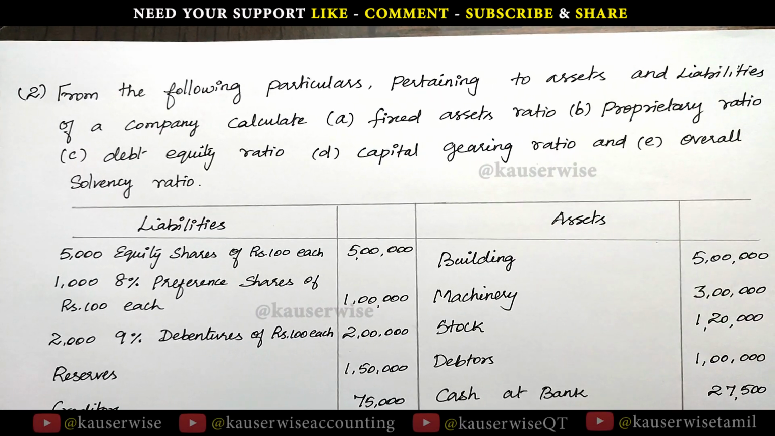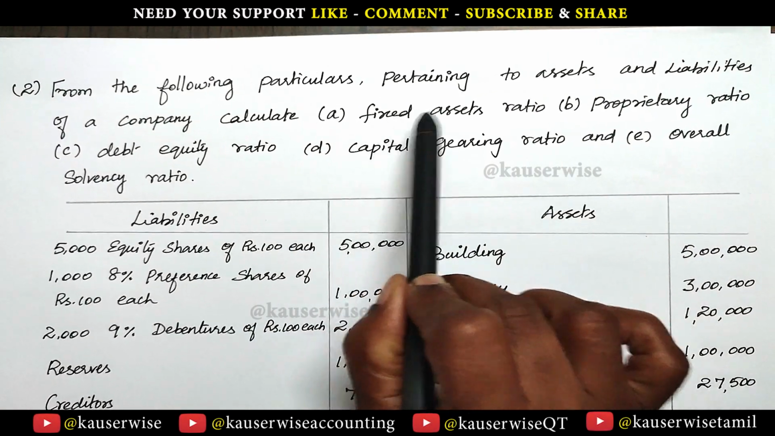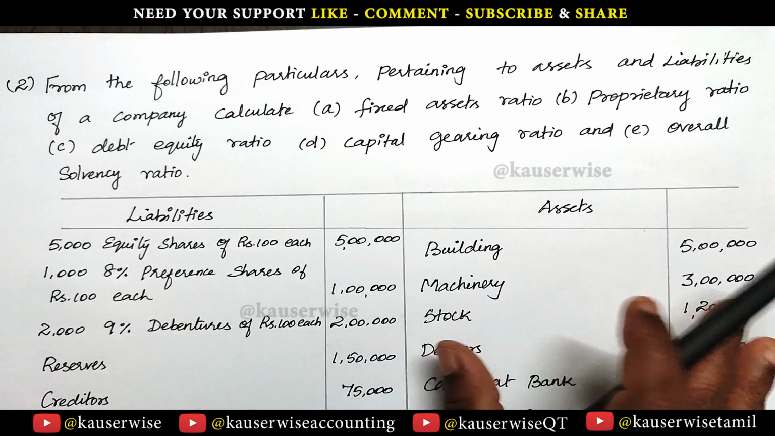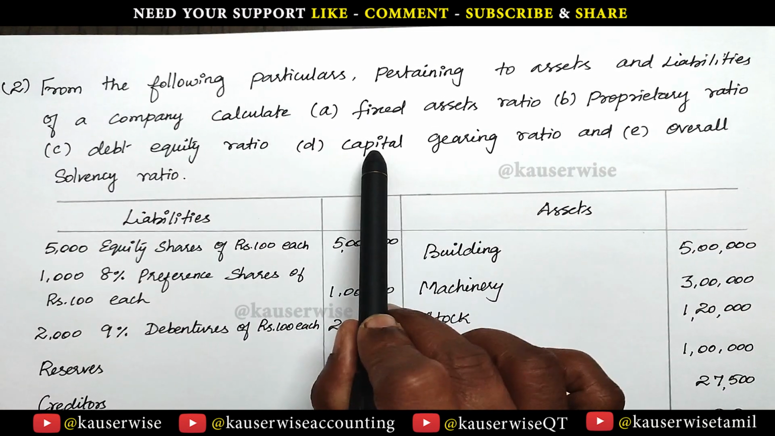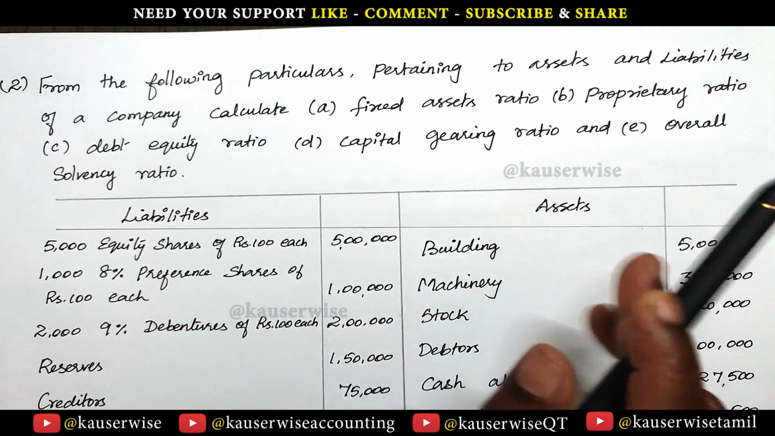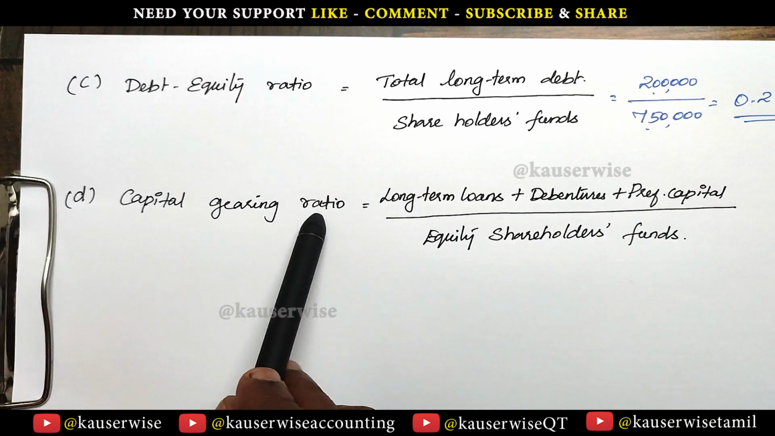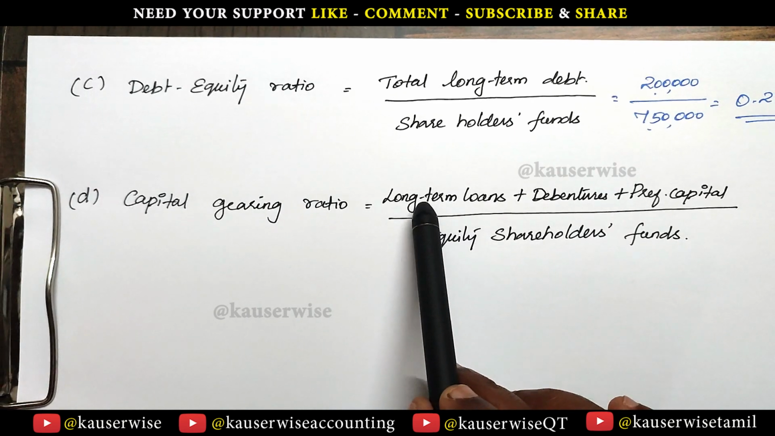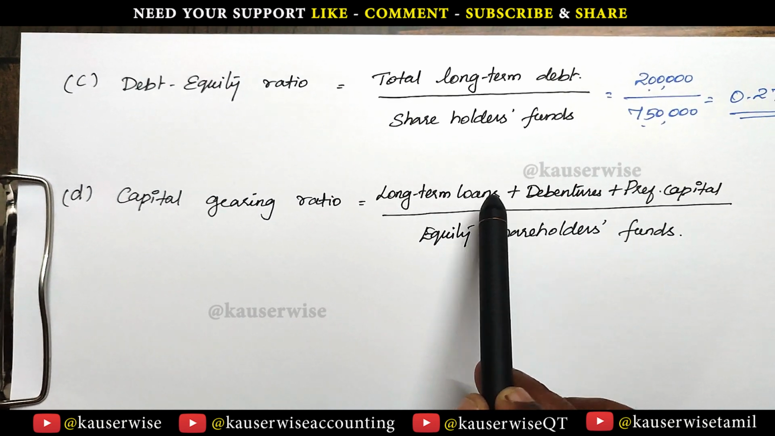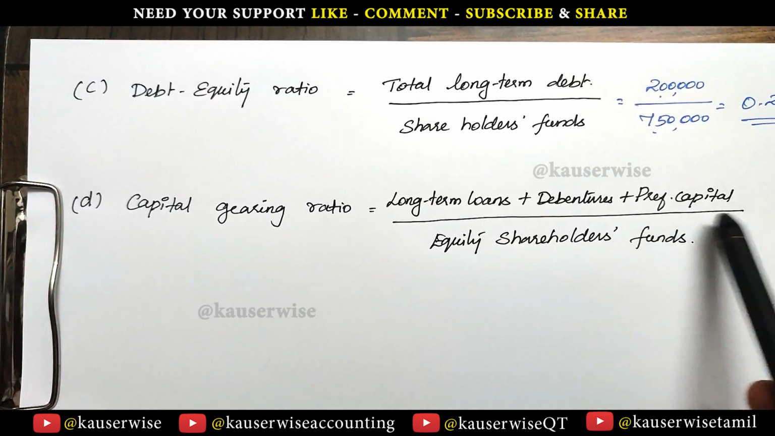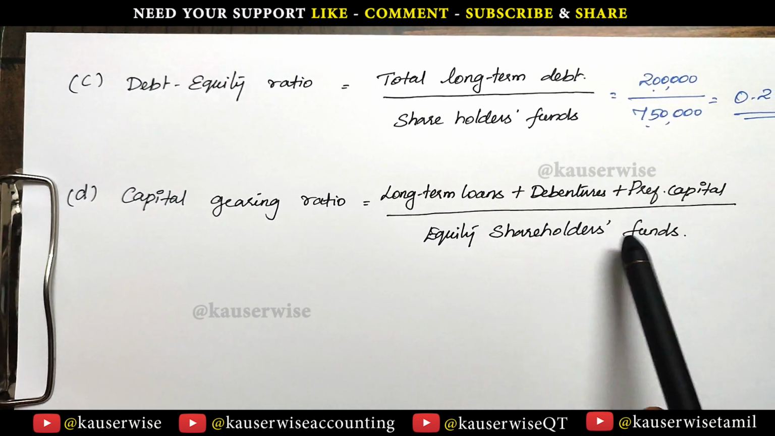Okay. See the problem. So far we have calculated fixed asset ratio, proprietary ratio, debt equity ratio. Now we are going to calculate the fourth one, capital gearing ratio. See the solution. This is the formula to find out capital gearing ratio. The formula is long-term loans and borrowings plus debentures plus preference share capital, divided by equity shareholders funds.